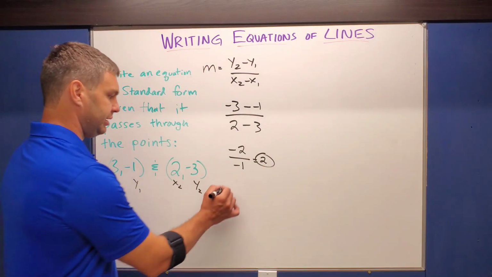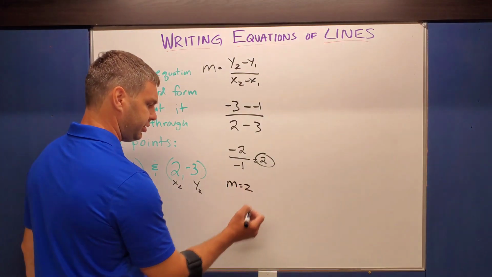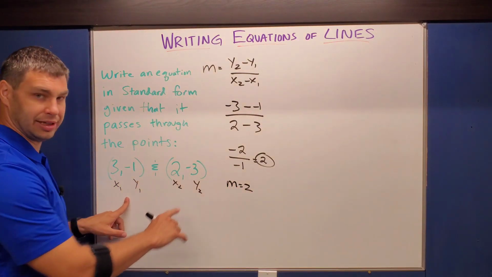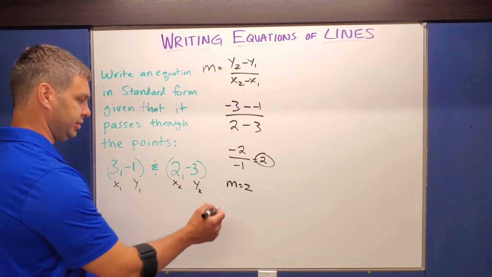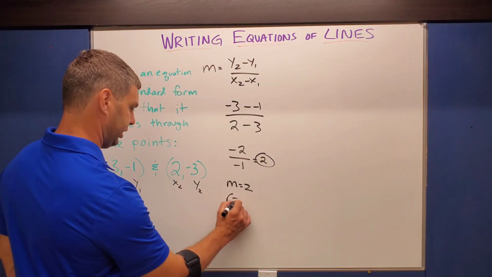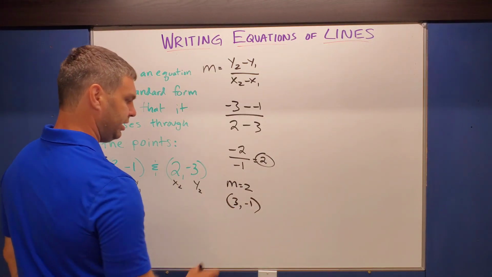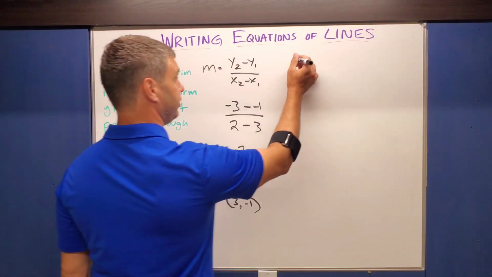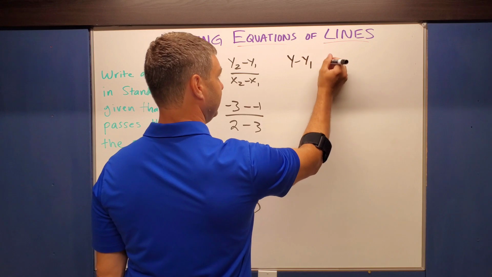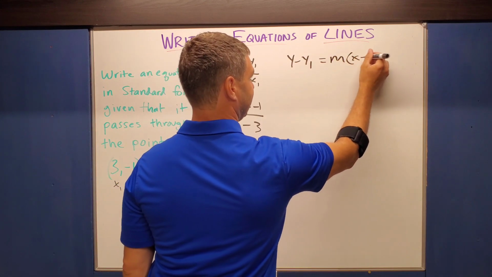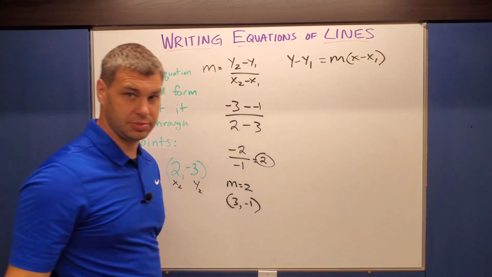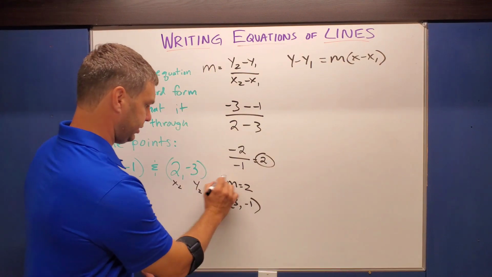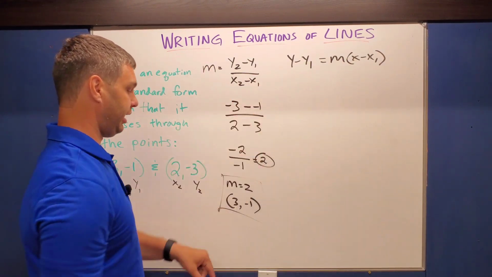So why is that helpful? Because now I have a slope that is 2, and I also can pick one of these 2 points. It does not matter. I'll just use the first one since it's first, and I'll say (3, -1). And because I have a point and a slope, I can put this into point slope form, which hopefully you remember is y minus y1 equals the slope times x minus x1. Okay, and I can take all these things right here and put it into that formula.